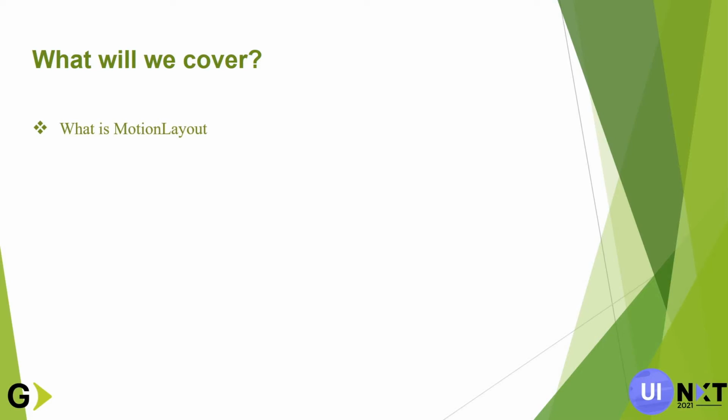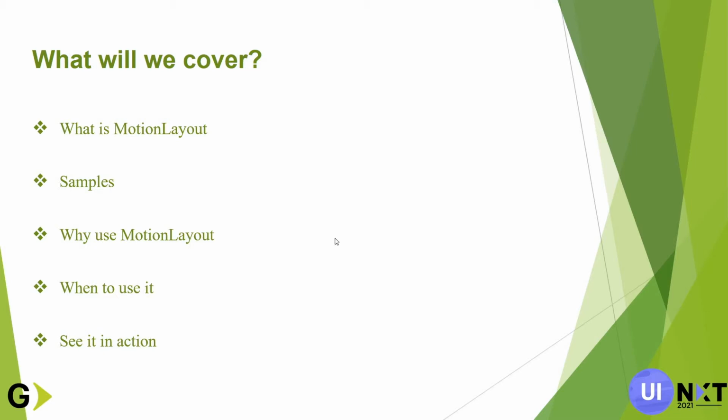First of all, we'll discuss what is motion layout, starting with exactly what is a layout, a constraint layout. We will look at some examples created by others that you can find on GitHub and you can use as a reference or guidance. Then we will answer two questions: why motion layout and when to use this approach. And in the end, after discussing the theoretical part a little bit, we will dive in and try to create a sample app and play around with some animations.